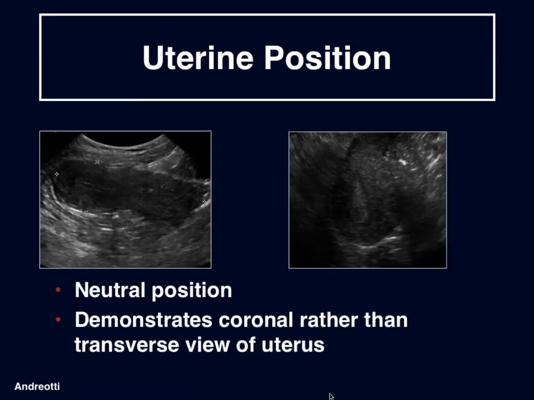And then we have the neutral position uterus, which demonstrates a coronal rather than a transverse view of the uterus when we move our transducer from sagittal and rotate it 90 degrees to the coronal plane. So since there is no flexion or version, we are actually then cutting through and slicing through the uterus completely in the coronal plane, and there's no transverse plane, as we can see in this image.